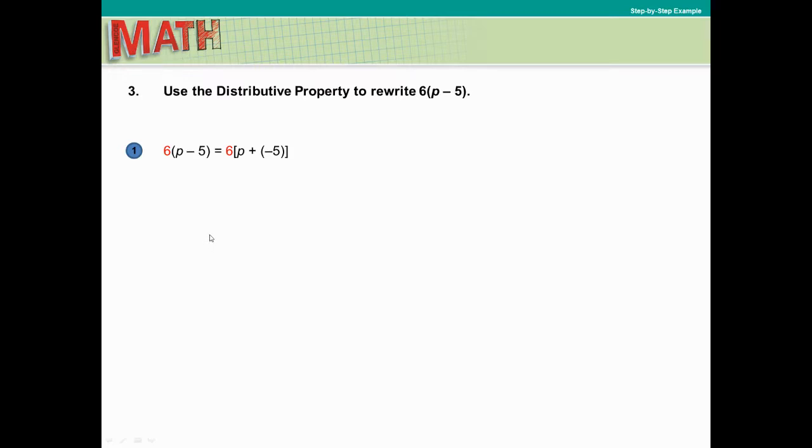Here's the way they're going to show you to do it. They want you to rewrite 6 times the quantity of p minus 5 as 6 times the quantity of p plus negative 5. They want you to rewrite the p minus 5 as p plus negative 5. And when we went over integers, we talked about that was true. 10 minus 5 is the same as 10 plus negative 5. So we can do what they said to do there. Then you go ahead and multiply 6 times p, 6 times negative 5.